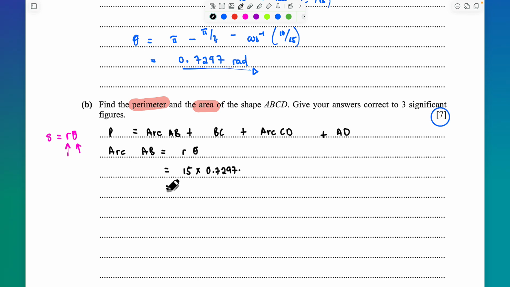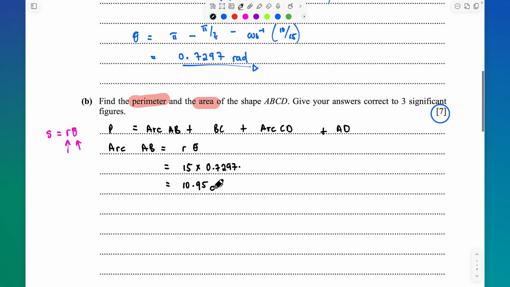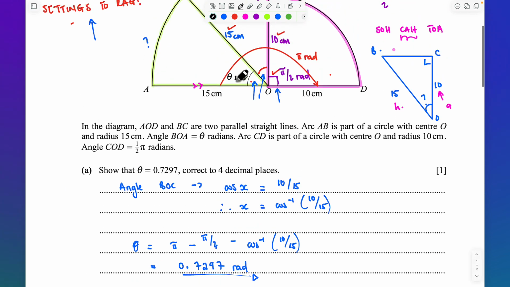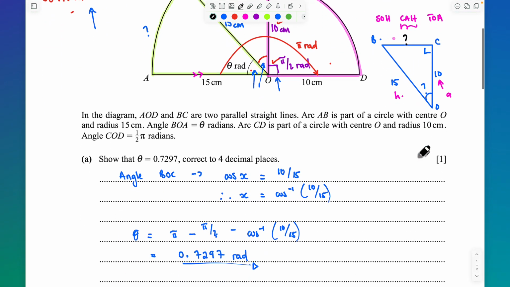So if I plug this into my calculator, I'm going to get 10.95. What is the unit? The unit is in centimeters. All right, so now we have AB. Perfect. Now let's go to BC. We don't have that, but we do know that it is part of this triangle over here. It's a right angle triangle, so that means we can use Pythagoras.